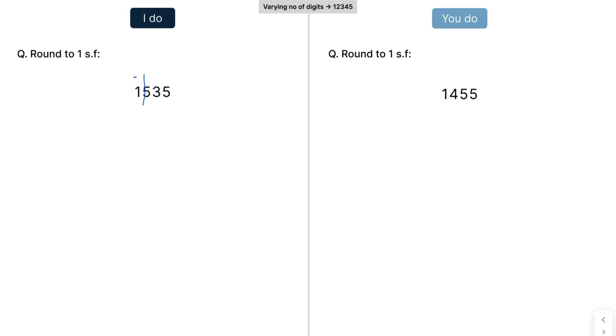Draw my line. The 1 becomes a 2. Everything else becomes a 0. Draw my line here, look at the decider. So the decider is a 4, so I don't need to round up. So that stays as a 1. Now we're going to look at what happens when you've got a 9.